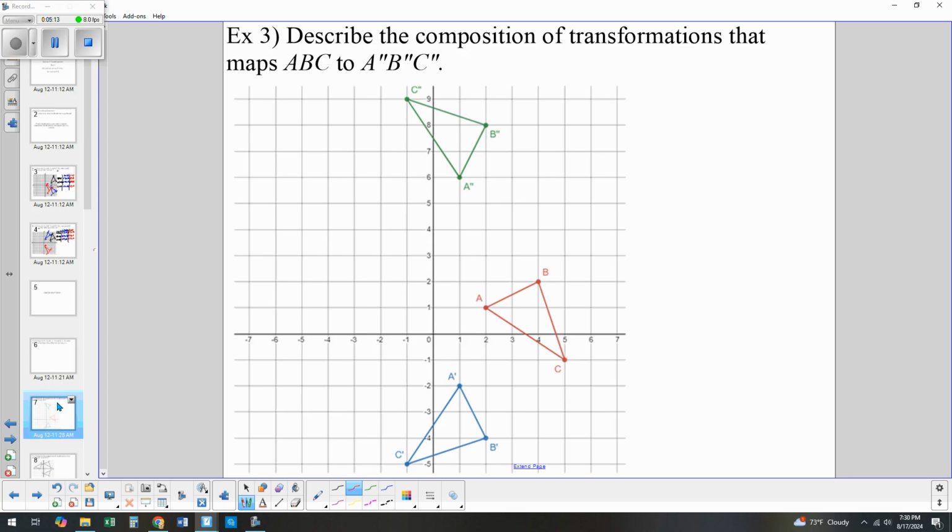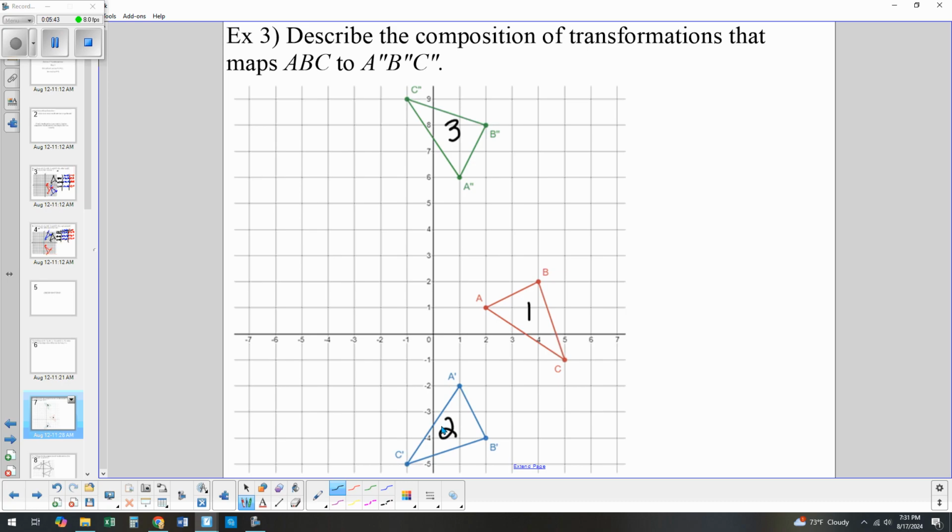In this example, we want to describe the composition of transformations that mapped our original ABC onto A double prime, B double prime, C double prime. So this is my original ABC because it does not have any primes on it. So I'm going to label that as the first picture. This one has just primes on it, so that's my second picture, and this had the double primes on it, so that's my third picture. So labeling them helps me see the order that they happened in. So we went from 1 to 2 here.